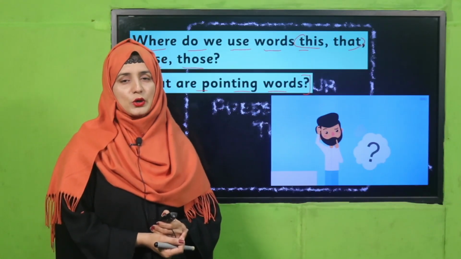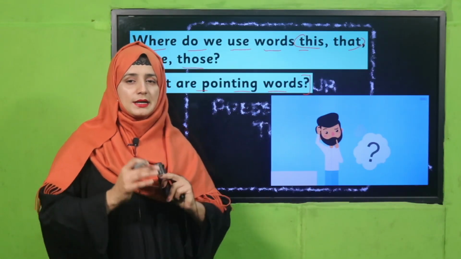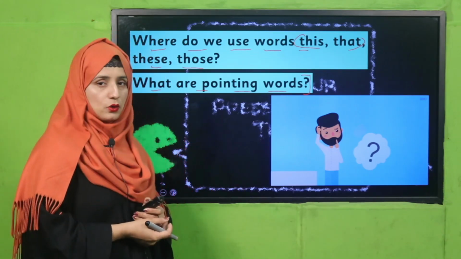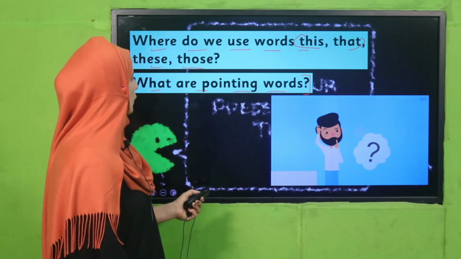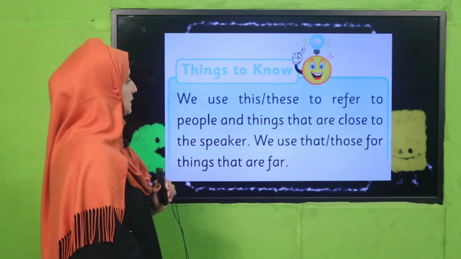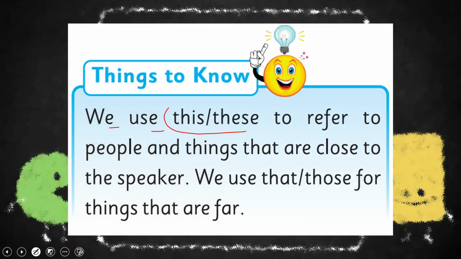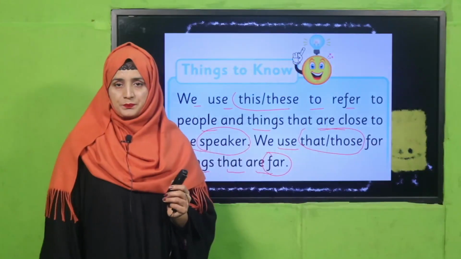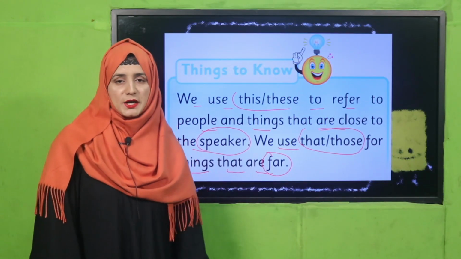Welcome back. Good job. I hope you have been reminded where we have to use such pointing words. Okay, now let's see how and where we can use them. Yes, we use this and these to refer to people and things that are close to the speaker. We use that and those for things that are far. Two things are very compulsory, my dear students, while using these pointing words.